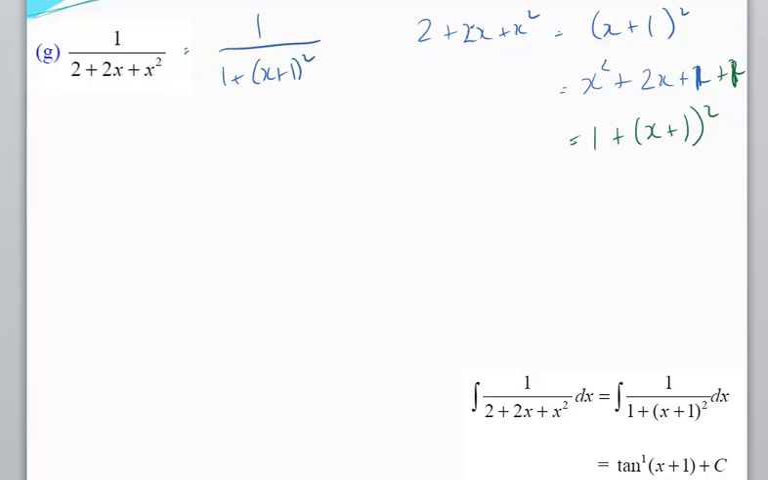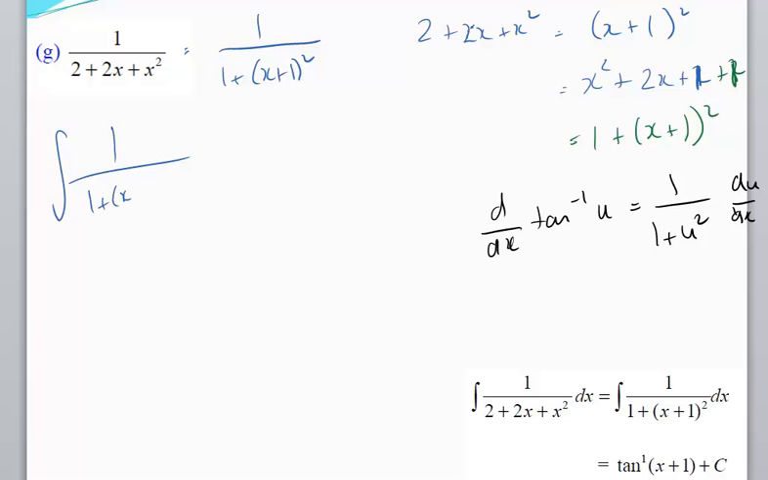And we didn't write out our formula. There's no square root at the bottom, so we're going to use our inverse tangent function. d on dx of inverse tan of u is equal to 1 on 1 plus u squared, du on dx. So x plus 1 is our u, and du on dx will therefore be equal to 1, so we don't have to worry about that. We want the integral of 1 on 1 plus x plus 1 all squared, and it's going to be our inverse tan of x plus 1 plus our constant c.